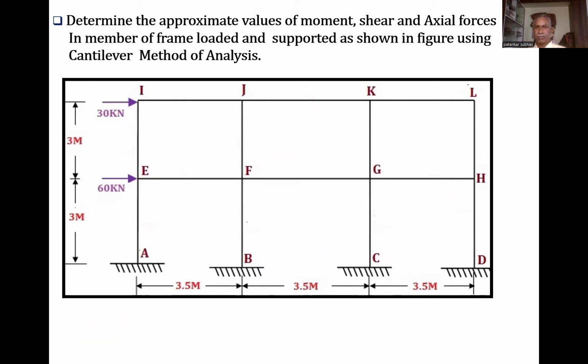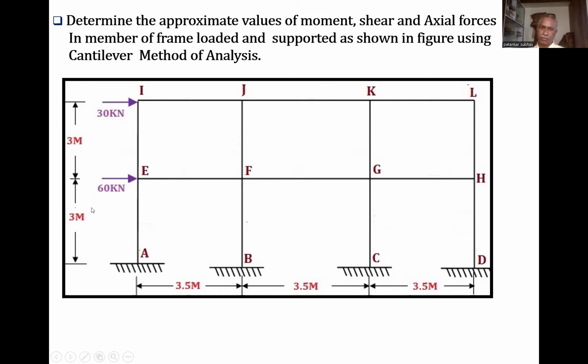This is another problem by a slightly different method. The method is the same, the concept is the same, but instead of finding H1, H2, H3, we find the moment. So let us have a look at this problem. This is a 3-bay, 2-story frame, first and second. A 30 kilonewton load is applied at node I, and at E it is 60 kilonewton.